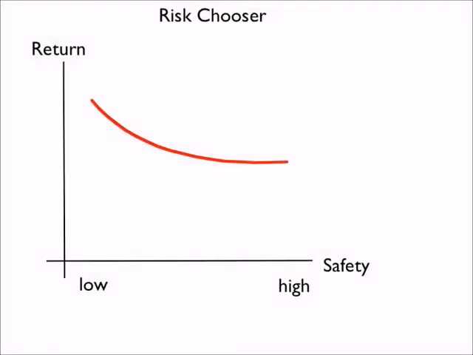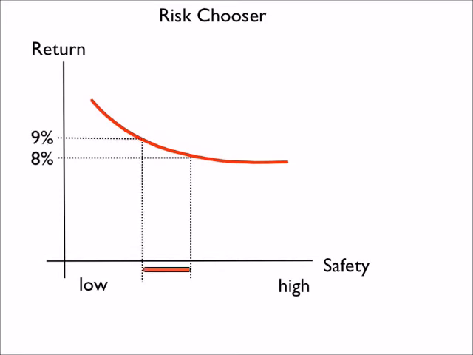Now here's another indifference curve, and what this represents is risk and safety. In this case, with a flat indifference curve, we see that this is a risk chooser. So if we look at a return of 8% and a return of 9%, this demonstrates that a person's willing to give up a large degree of safety for a small return of 1%. And if we line those up, you can see it's more obvious.